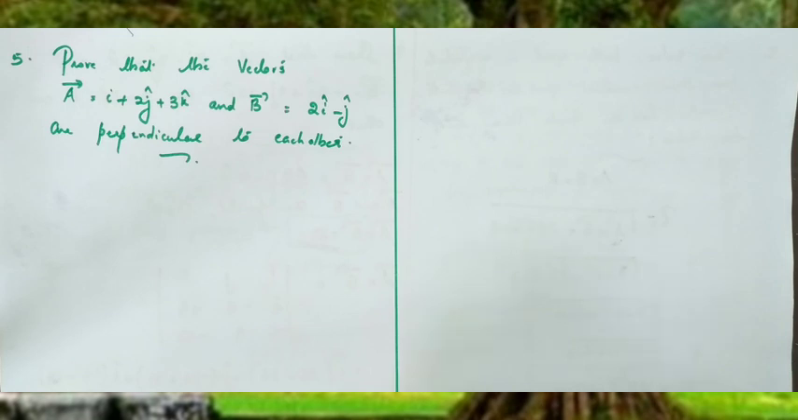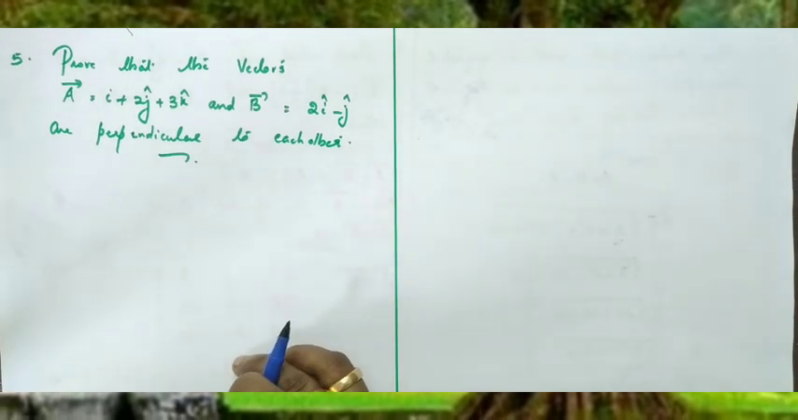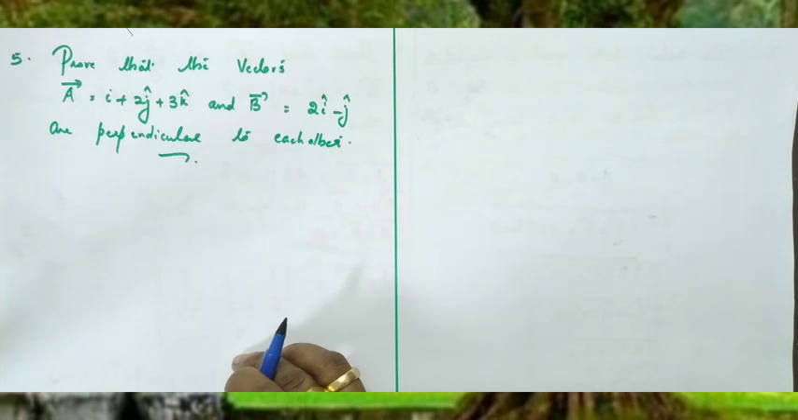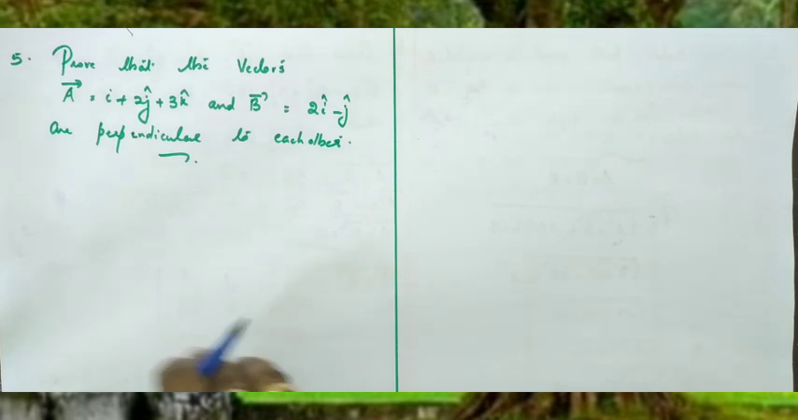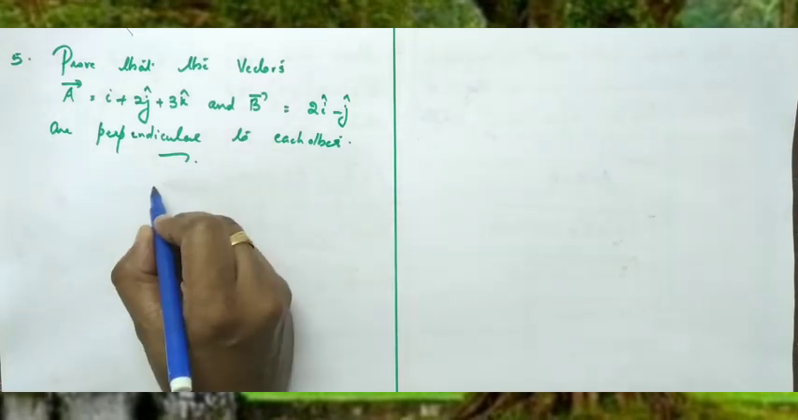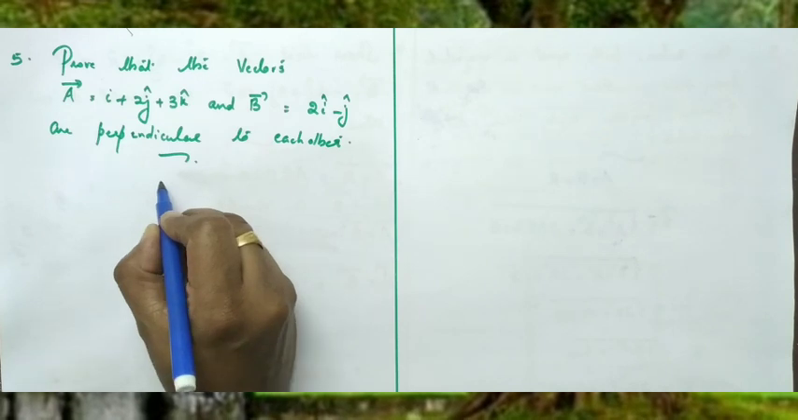Show that the vectors, vector A equal to i plus 2j plus 3k and vector B equal to 2i minus j, are perpendicular to each other. These two vectors are perpendicular to each other, that we have to show. If two vectors are perpendicular to each other, what is the angle between them? Theta is equal to 90 degrees.